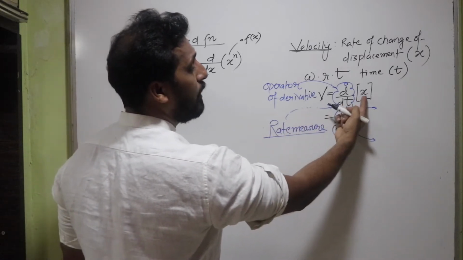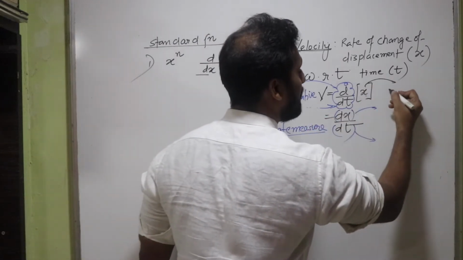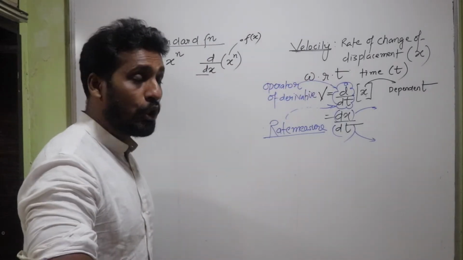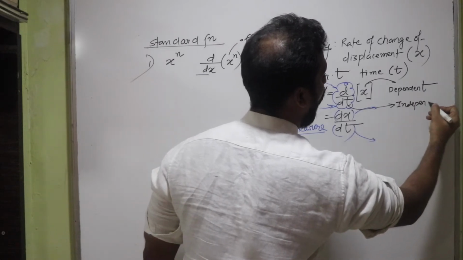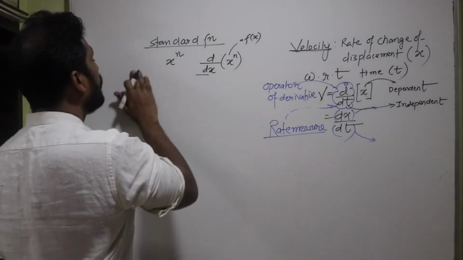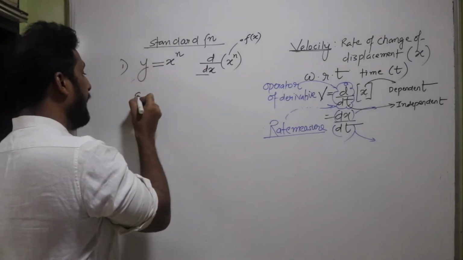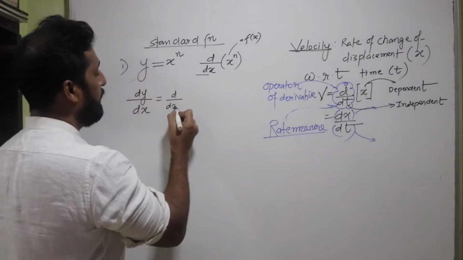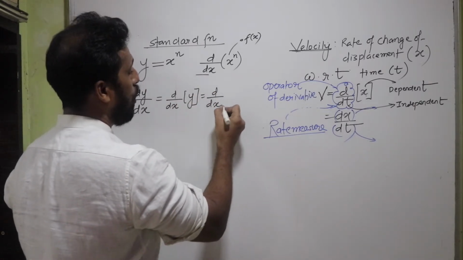Here, rate of change of the displacement with respect to time. So x and t are the variables. x is called the dependent variable. It depends on t, isn't it? t is called the independent variable. So I can call x raised to n as my function. I can also write y is equal to x raised to n. So I can write dy by dx, isn't it? It is actually d by dx of y, and y is x raised to n. So that's d by dx of x raised to n.